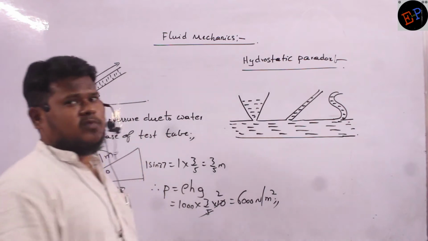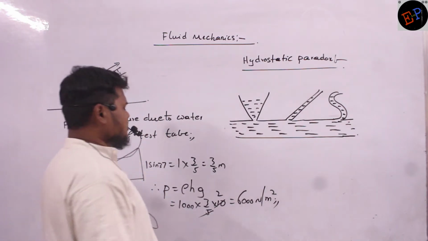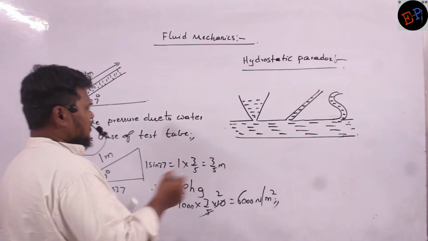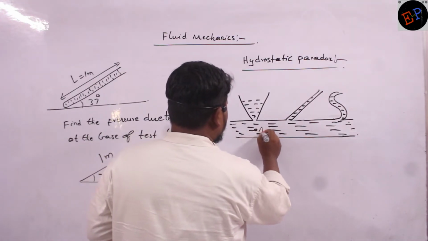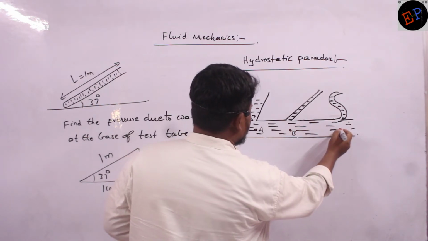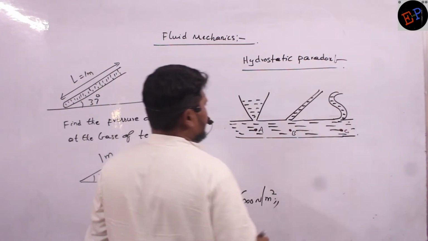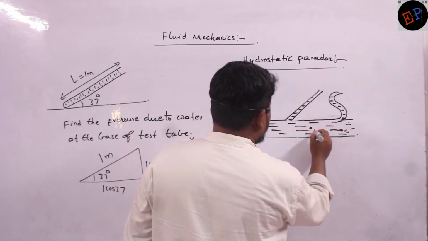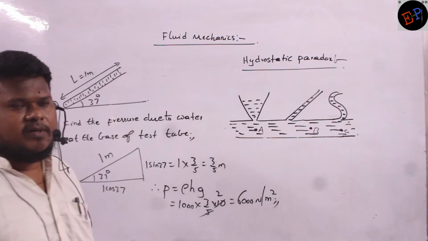What is the reason? Same vertical height only. Already we have studied, no? For example, if you take 3 points, consider this is point A, and consider this is point B, and consider this is point C. Three points I am taking.